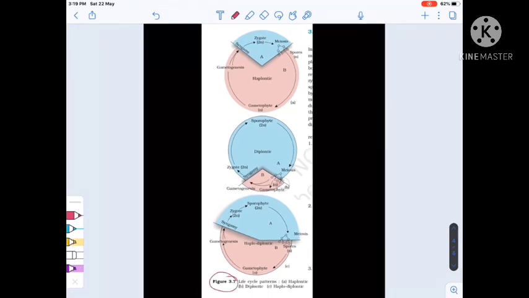Now these three diagrams at the last, figure 3.7, are important. These are basically life cycles. This is the haplontic life cycle, this is the diplontic life cycle, and this is the haplodiplontic life cycle. So remember the three diagrams. This is important.